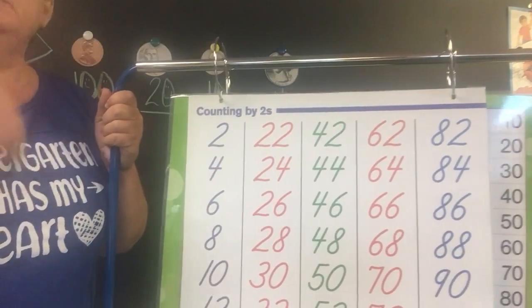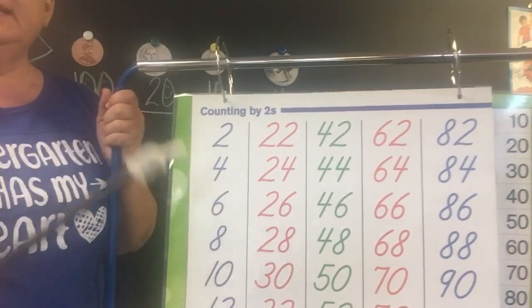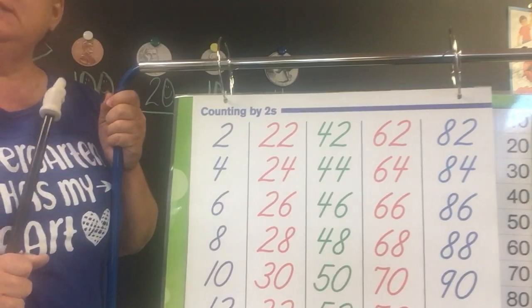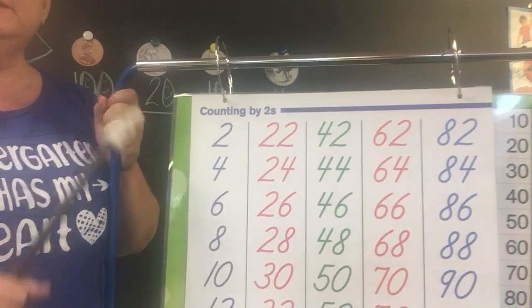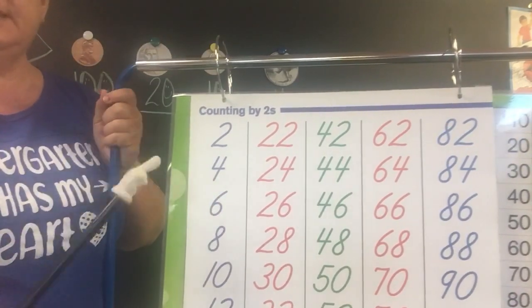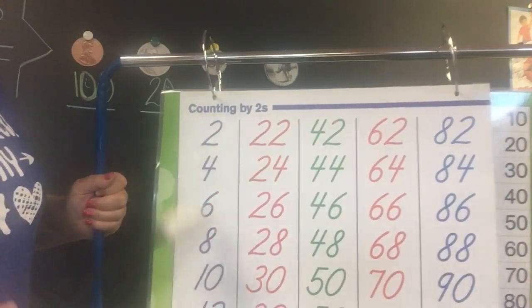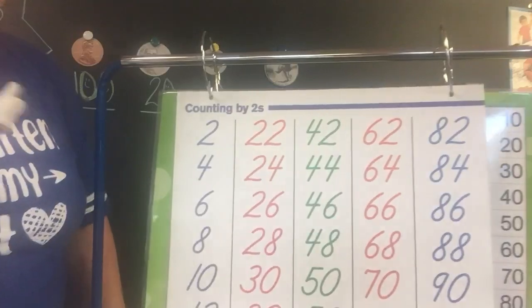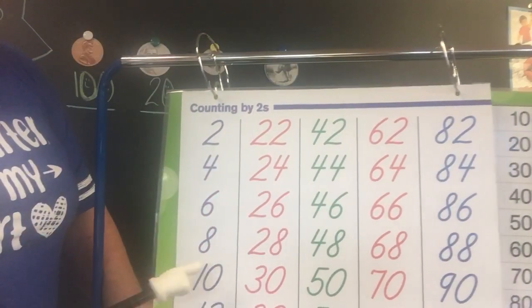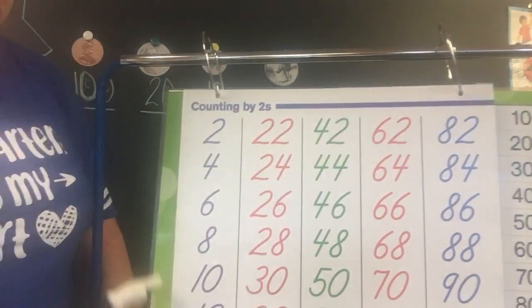We're skipping two numbers. 2, 4, 6, 8. Remember that? Miss Morlock said if you can remember 2, 4, 6, 8, you can count by twos. Because what you're going to do, you're going to do the families, okay?